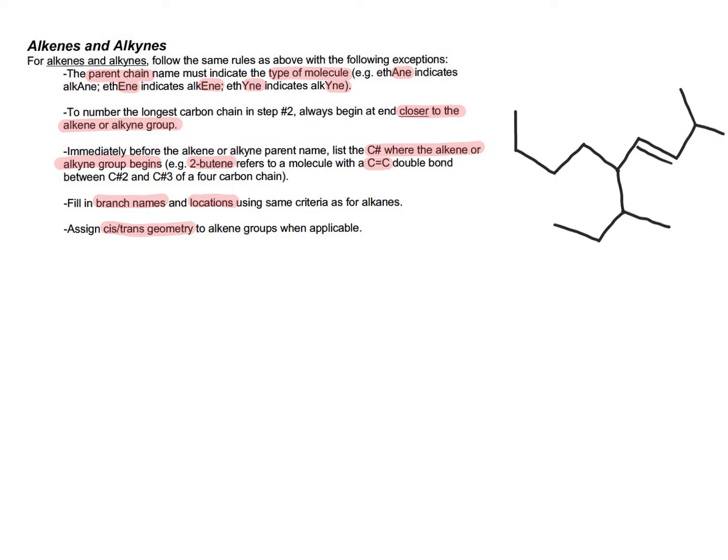I've drawn the structure of a molecule here, and we are going to determine the IUPAC name for this molecule. Recognizing that it has a carbon-carbon double bond, that makes it classified as an alkene, so we need to follow the guidelines that are listed here. Now, first step, find the longest carbon chain.